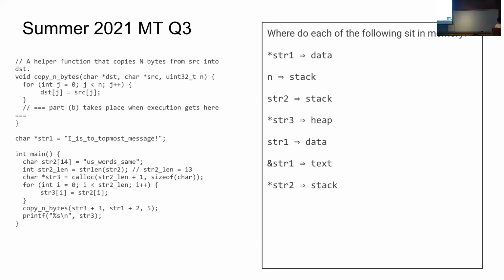And then stir1, the variable itself is inside the data field. And then the address of stir1 is inside our text. The address of stir1 is inside our text. What is?